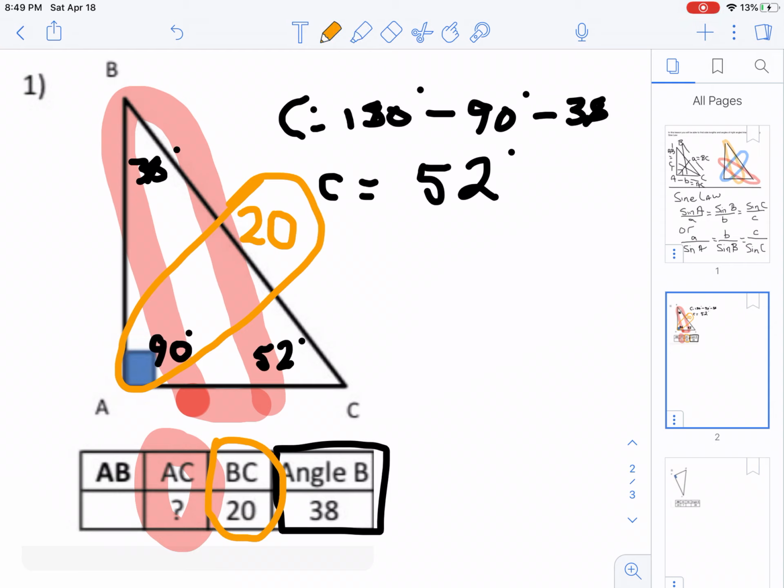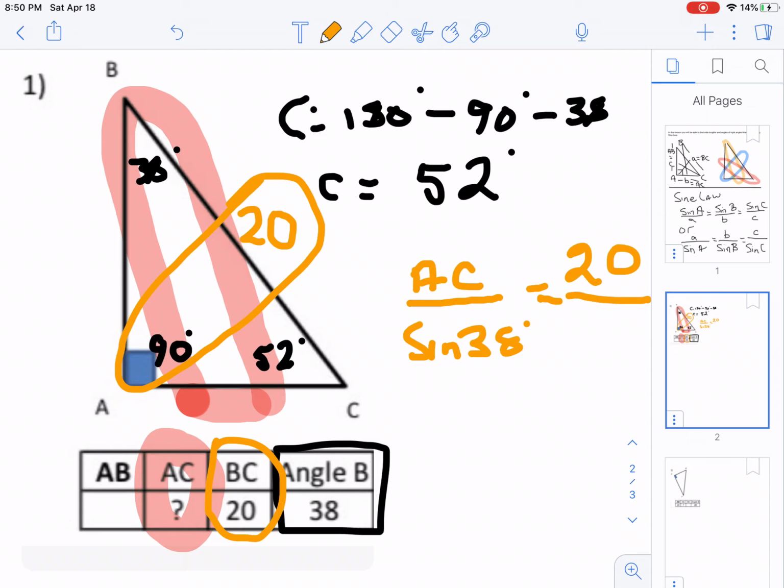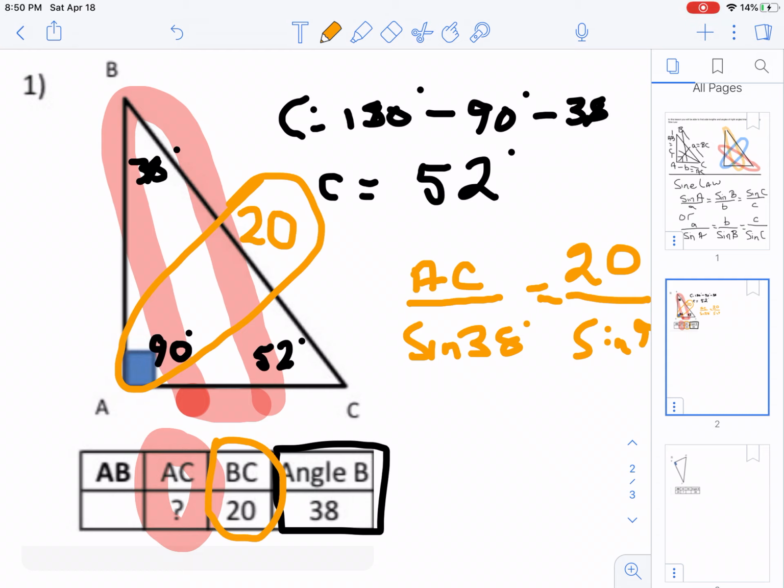So we can now start to put together the ratios. First of all, take the side that we don't know, which is AC, and divide by the angle that it goes with, sine 38, because those are partners. Then we take side BC, the side we know, which is 20, and we divide by sine 90, because that's the angle that goes with the side. Remember, the side and the angle that are across from each other go together.